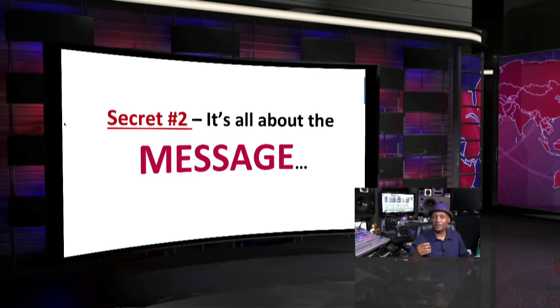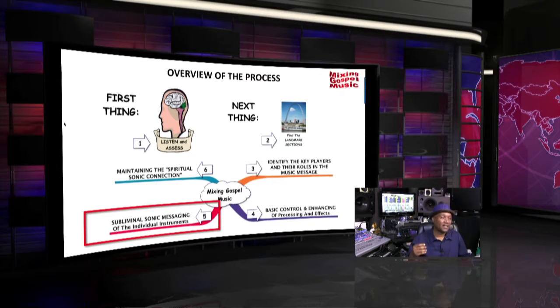So it's all about the message, and when we talk about that, let's talk about the overview of the process. We went through some of the other things, and then the subliminal sonic messaging: after you've identified what you're going to work on and what their roles are in the music and in the message, and after you've controlled and put everybody in a good, decent place and they're working together in teams, then the sonic messaging of each individual instrument is what helps you do the little things that make certain things just jump out at you and grab you, pull your ear and grab attention.